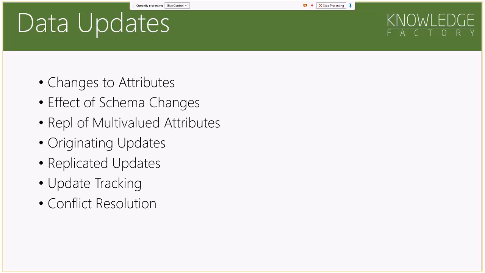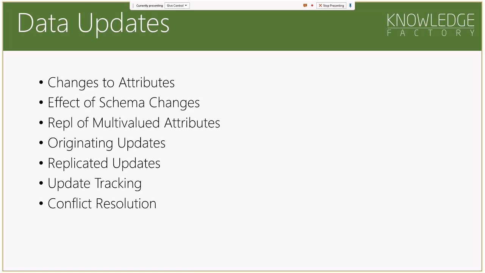These two values are called, the first one is called up-to-dateness vector, which is the current status of the latest originating updates to occur on all domain controllers that store a replica of a specific directory partition. The second one is high watermark.